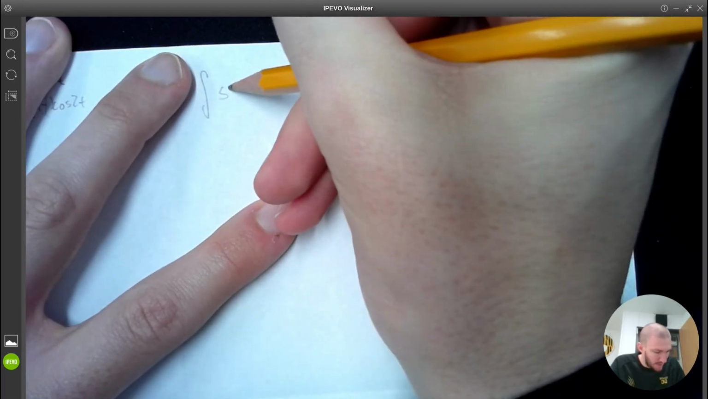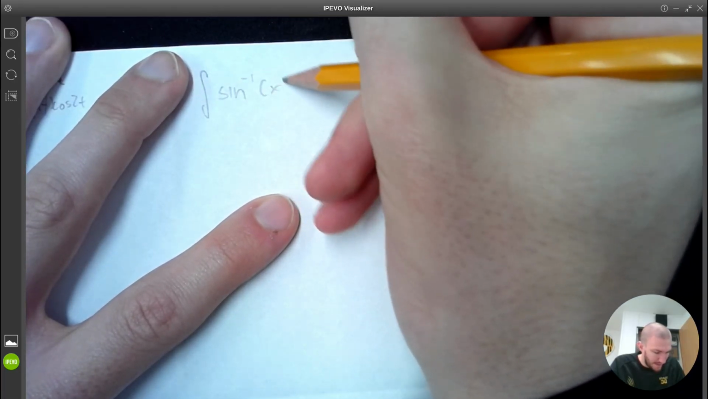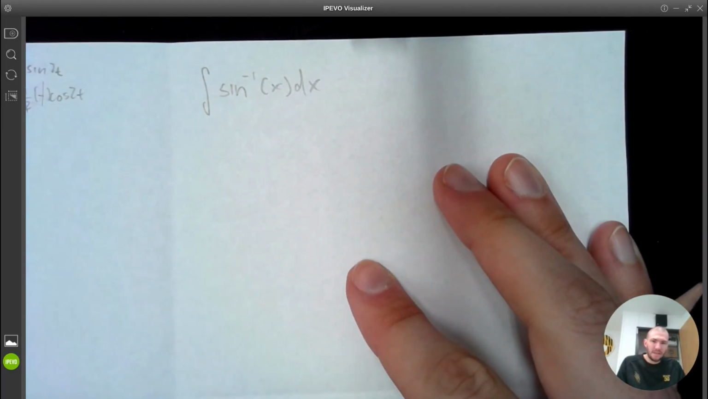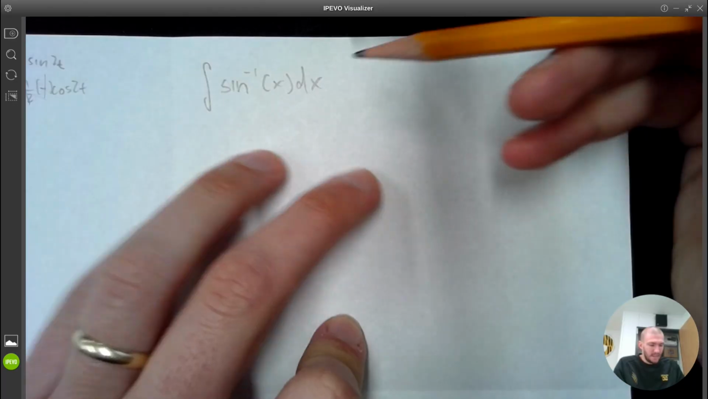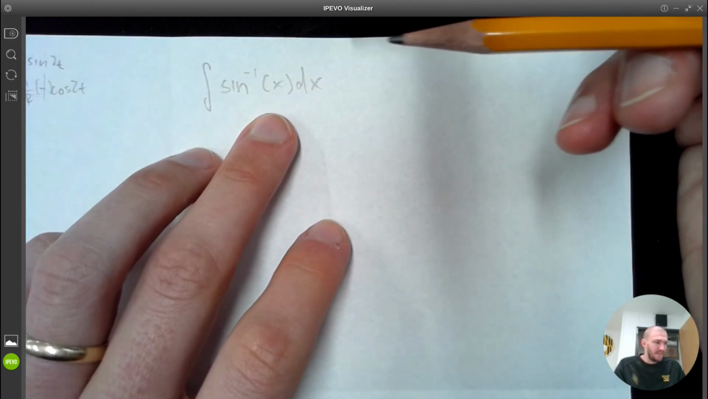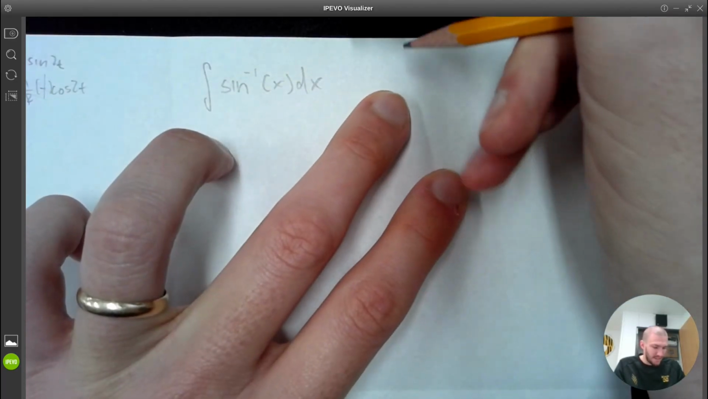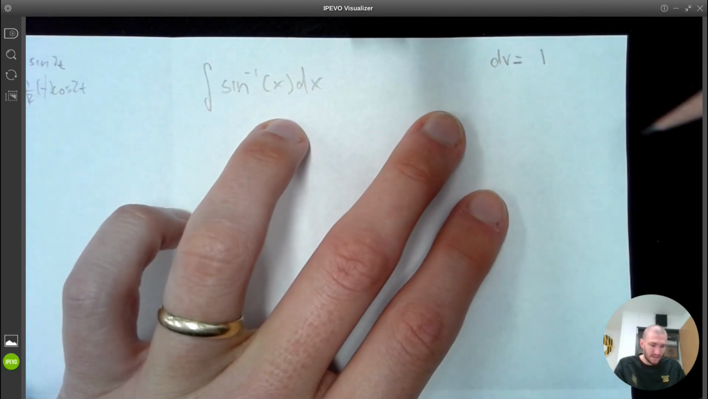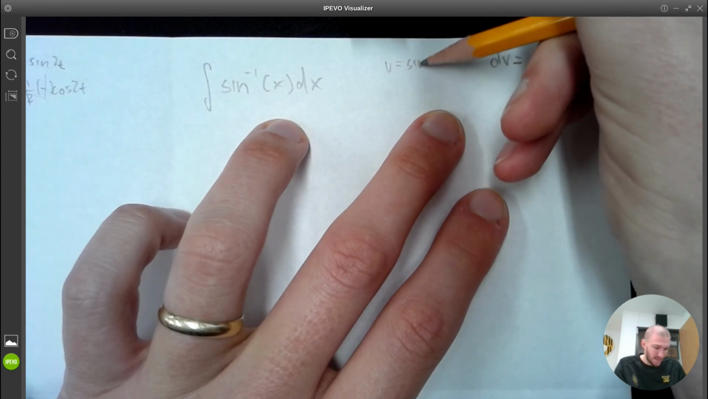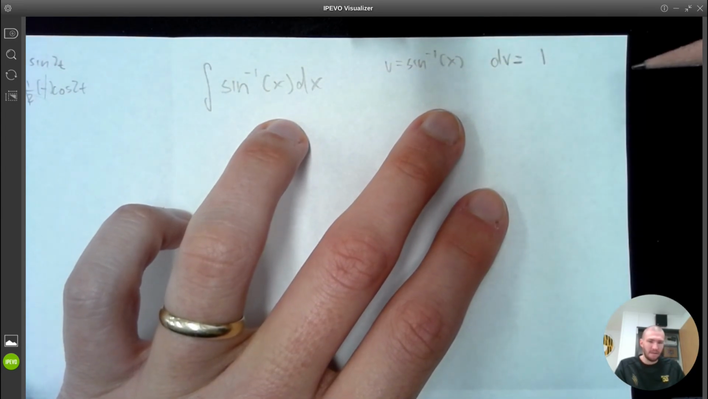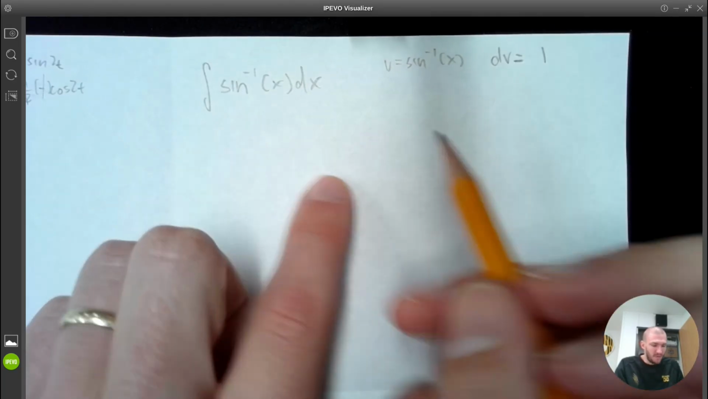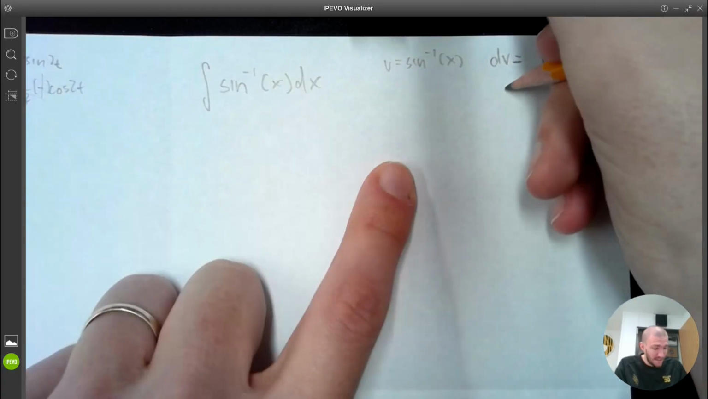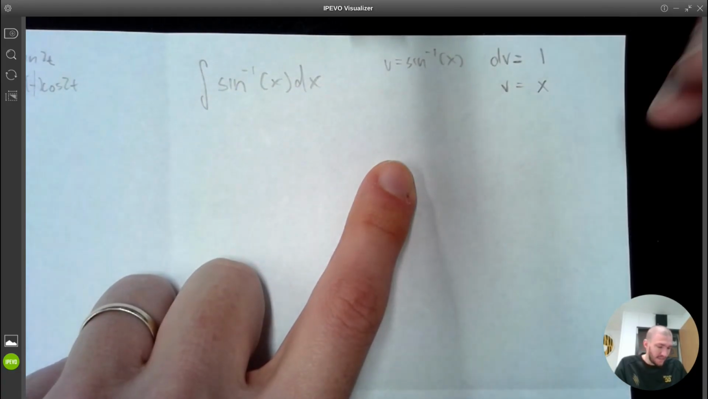The integral of arc sine of x dx. I kind of told you guys to skip this one. The way that these questions work is if you don't really know what to do, then the trick is that your dv is going to be 1 and your u is going to be the one thing that you have. So this is only one thing, but it's kind of like arc sine times 1, and the integral of 1 is an x.